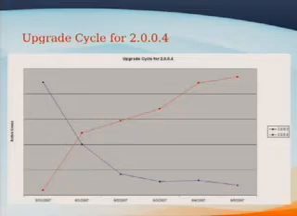So this is the upgrade cycle for 2004, and this was just in June, at the very beginning of June, when we shipped 2004. I'd actually like to see these numbers for 05 and 06, because those shipped out back to back at each other.